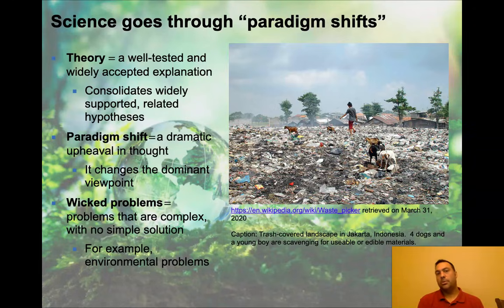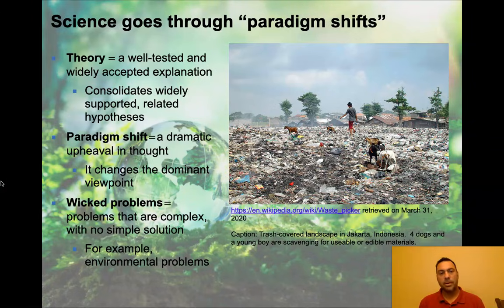So science tends to go through these things called paradigm shifts. These are large changes that happen. And so we start off with these theories. We talked about these earlier, right? So it's a well-tested and widely accepted explanation of a phenomenon that's happening. And it consolidates widely supported, related hypotheses. In other words, it's something that brings everything together and makes everything understandable until something undermines that, completely changes it. And when that changes, that's called a paradigm shift. It's a dramatic upheaval in thought that changes the dominant viewpoint.